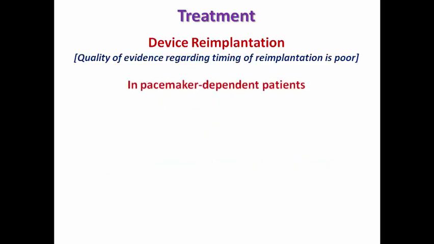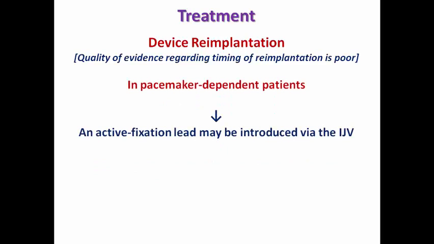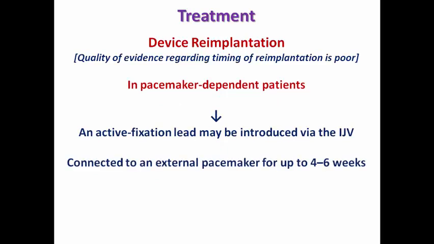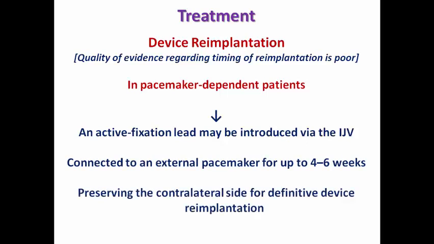If the patient is pacemaker dependent, you can use an active fixation lead introduced via the internal jugular vein connected to an external pacemaker for up to 4 to 6 weeks, on the same side of the extracted battery, because you are aiming to preserve the contralateral side for definitive reimplantation.